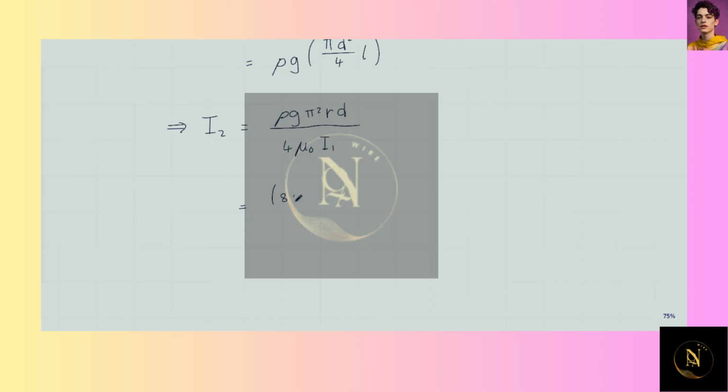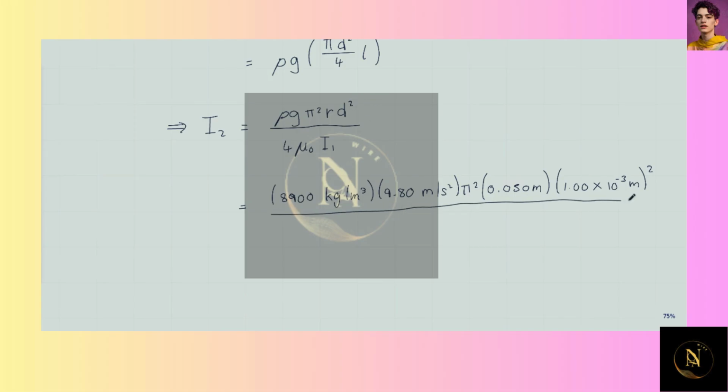So if we substitute our values in, the density of copper is 8,900 kg per cubic meter, times the acceleration due to gravity, 9.8 meters per second squared, times pi squared times the distance separating the two wires, which is 0.05 meters, times the diameter of the lower wire, which is 1 times 10 to the minus 3 meters, and that's squared. So this is actually d squared in the above equation.